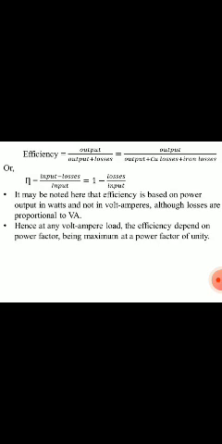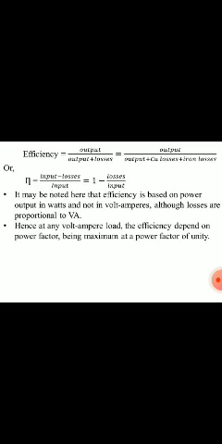Now this is the formula of efficiency. So here we can see the output power divided by input power. So we can write input power is equal to output power plus losses. And there are two types of losses that occur in a transformer: iron losses and copper losses. Iron losses are also known as core losses or constant losses, and copper losses are also known as variable losses, which occur in windings. And iron losses occur in the core of the transformer.